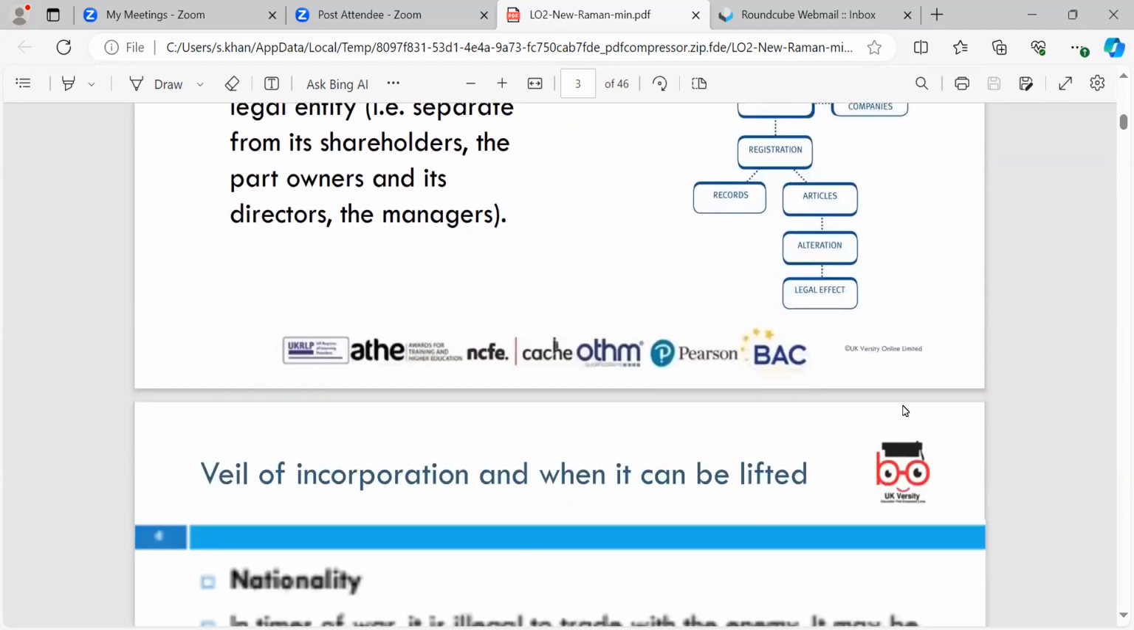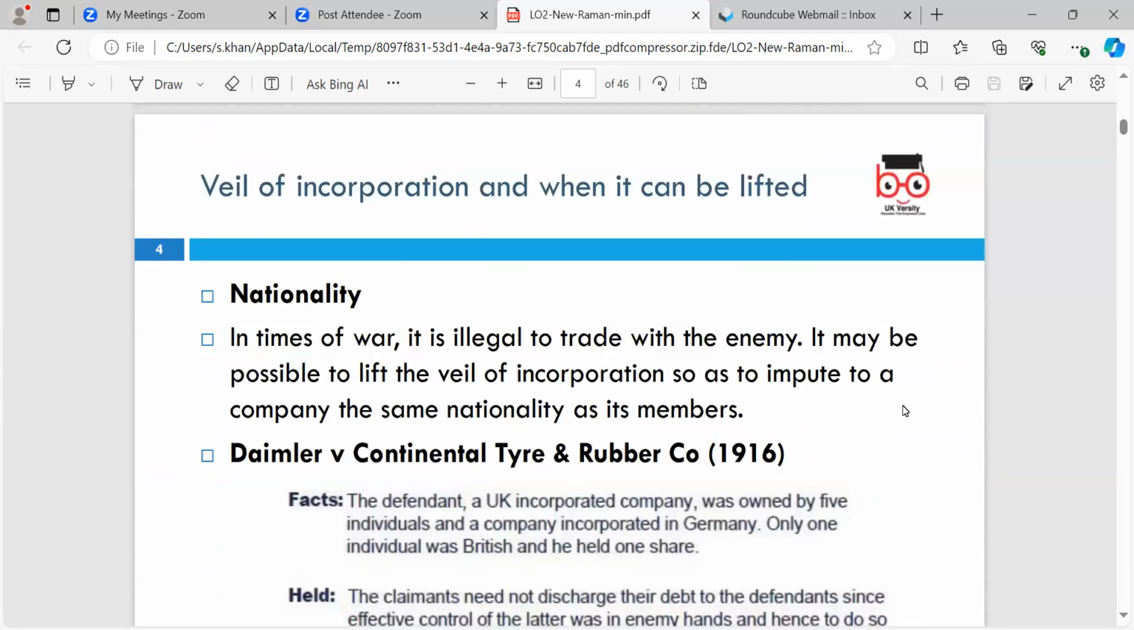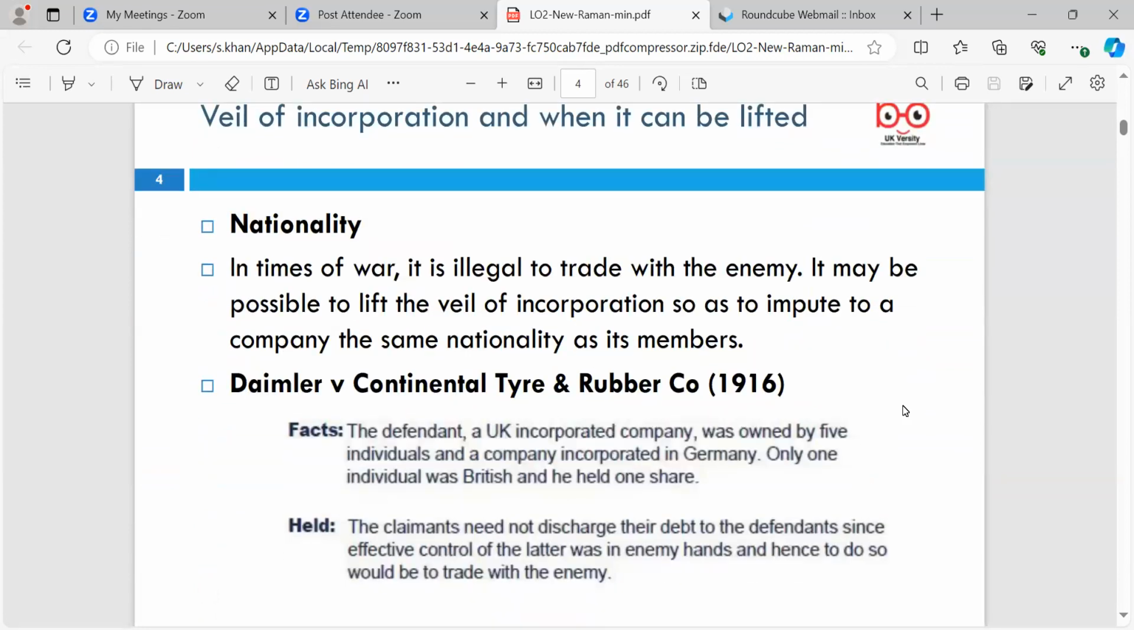So the veil of incorporation, and when can it be lifted? Nationality. In times of war, it's illegal to trade with the enemy. It may be possible to lift the veil of incorporation so as to impute to a company the same nationality as its members. Why do you think it's important in regards to lifting the veil of incorporation?